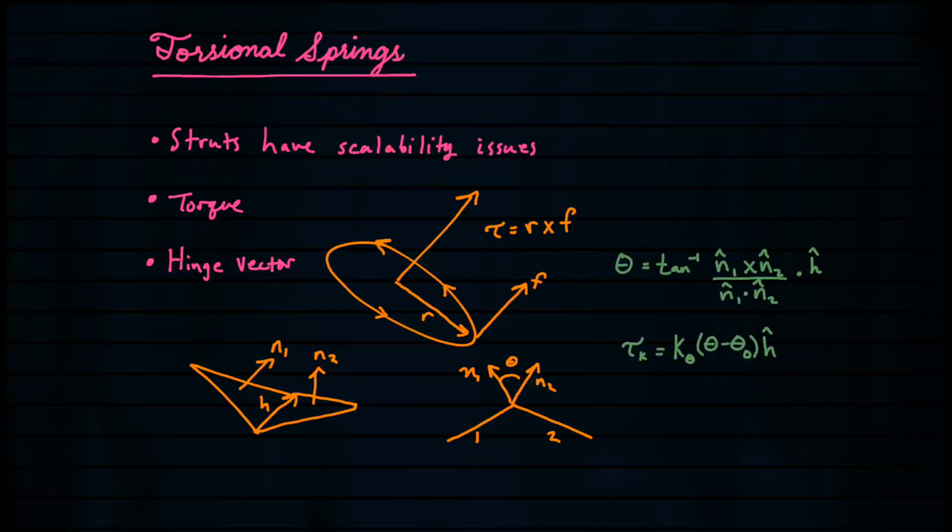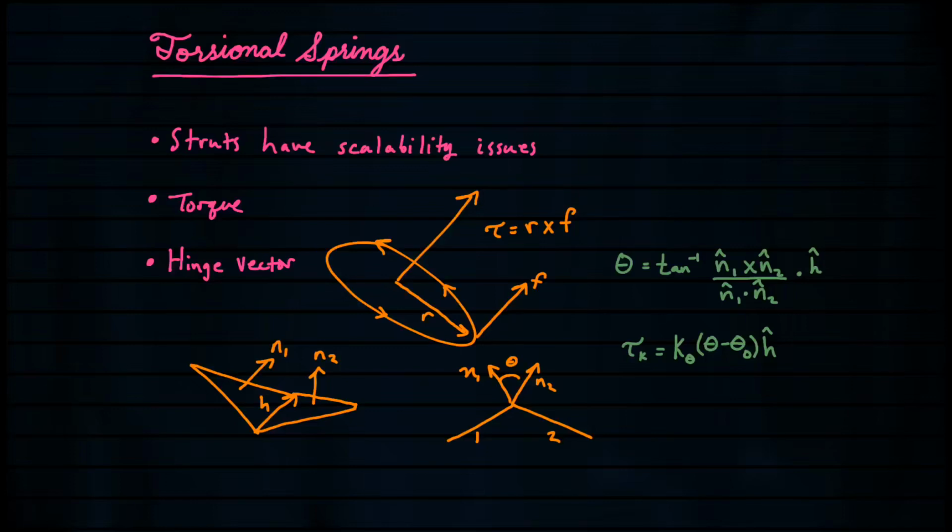And then we can calculate the torque, which is then the torsional spring constant k theta times theta minus theta naught times h, where theta naught represents the initial angle that the polygon should be at. And so this is pretty flexible and easier to implement when you have too many struts.